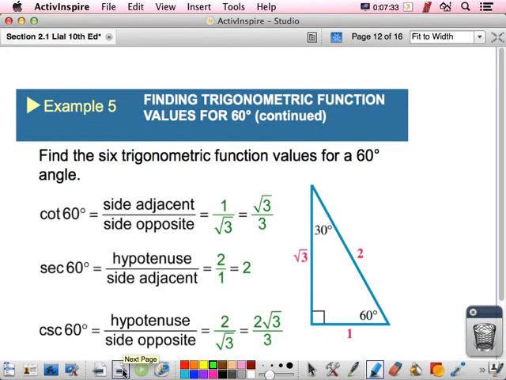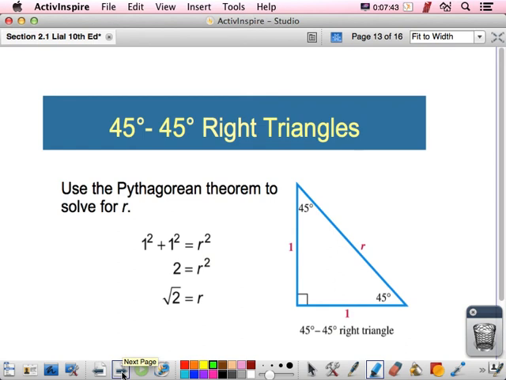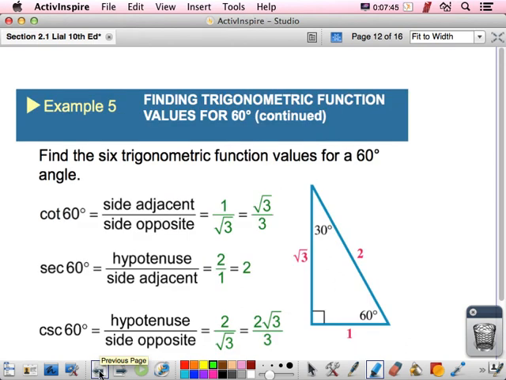Here, your book actually goes through the reciprocals with you. Do you want me to take the time to do that? Y'all are okay with that? Okay. No, I take it back. Your book's just going to ignore 30 altogether. But I guess we could talk about it, huh?